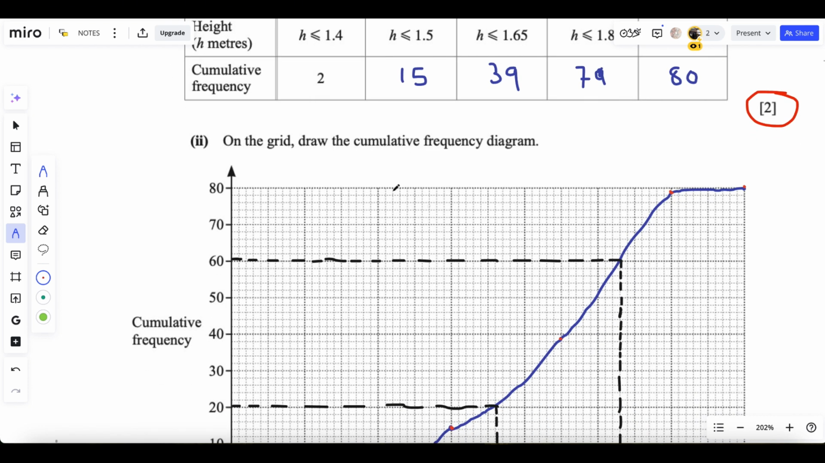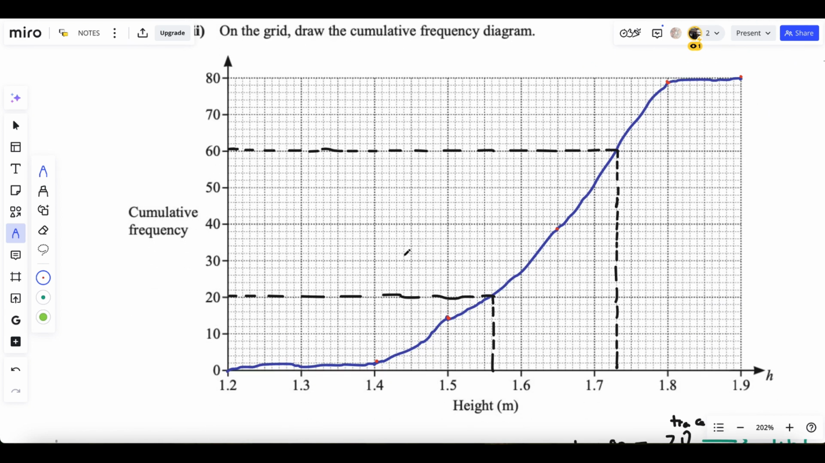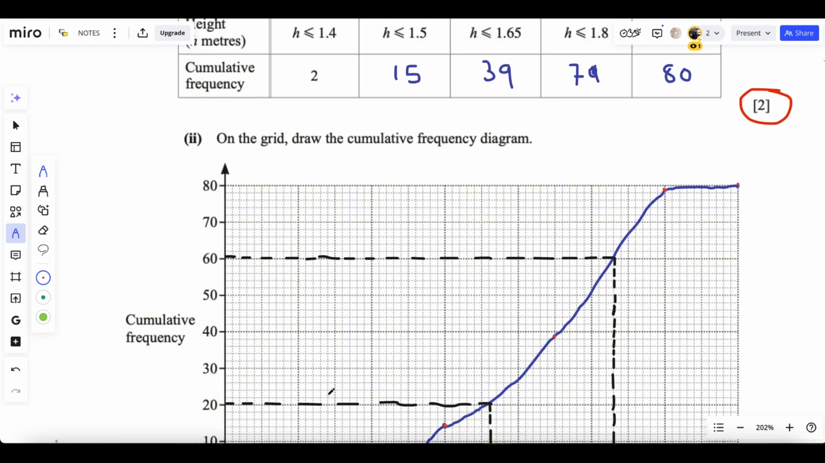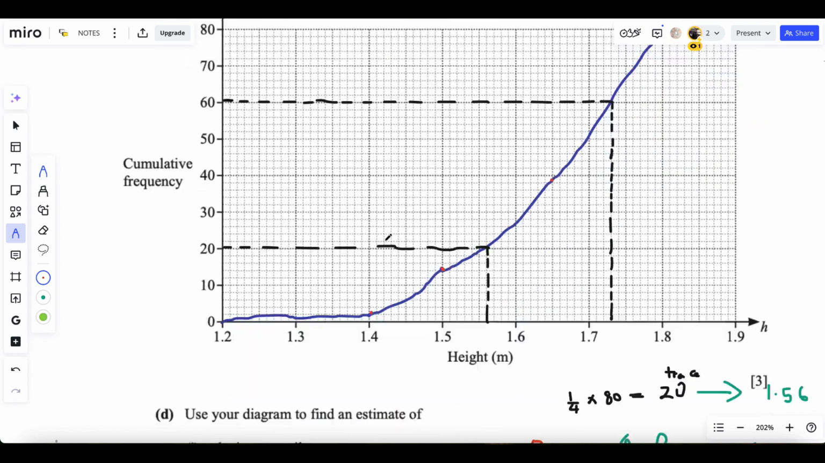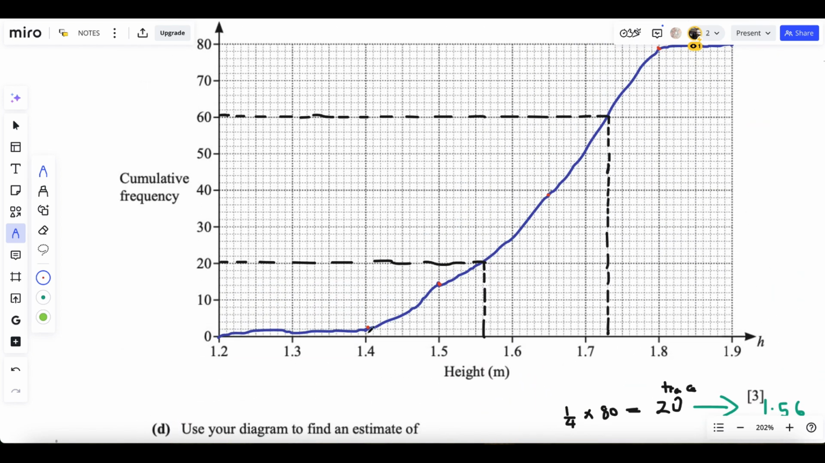The next thing is to plot the graph. On the grid, draw the cumulative frequency diagram. How do we draw? We begin to trace the points. The first point says trace 1.4 to 2. So we trace somewhere around 1.4, trace it to 2.